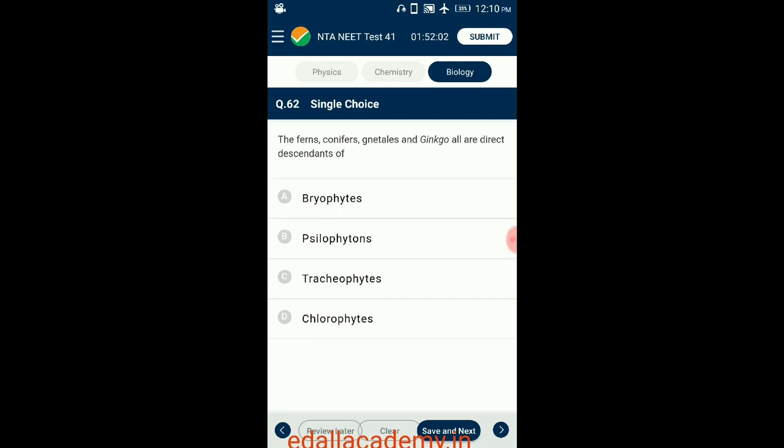Question number 62. The ferns, conifers, nettles and ginkgo, all the direct descendants of Psilophyton, a genus of extinct vascular plants, described in 1859. It was one of the first fossil plants to be found, which was of Devonian age. Plants lacked leaves or true roots, and spore forming organs or sporangia were borne on the ends of branched clusters. So the answer for this question is option B, Psilophyton.